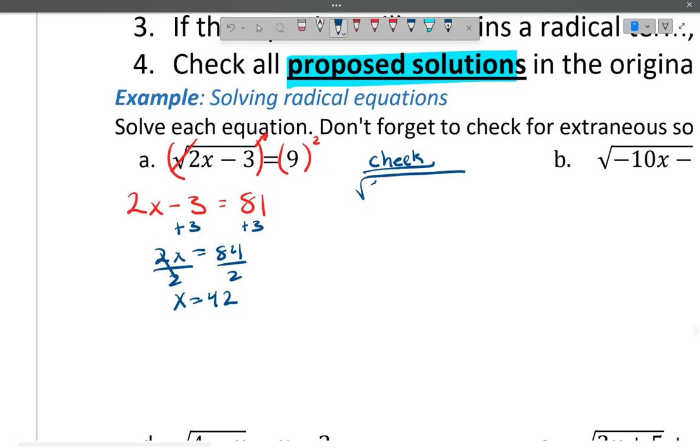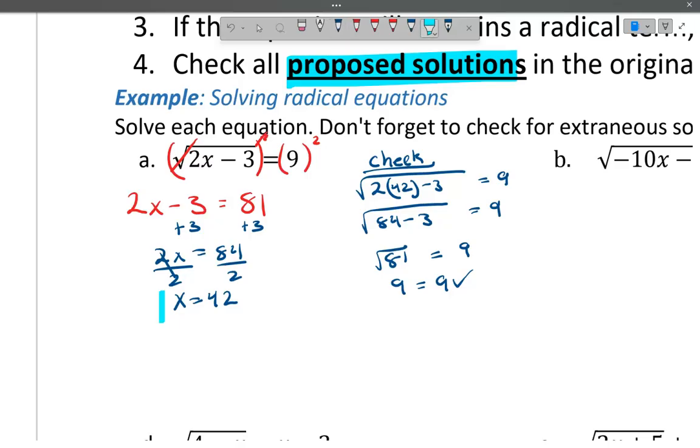So we have the square root of 2 times 42 minus 3 equals 9. We can simplify. We'll get 84 minus 3. We'll get 81. And the square root of 81 is 9. So since this is a true statement, we know that 42 is also the true solution to the original equation.